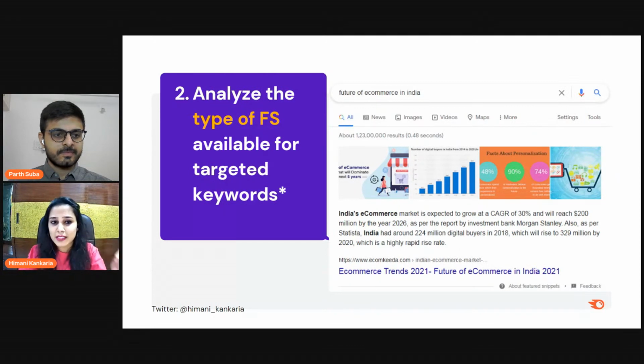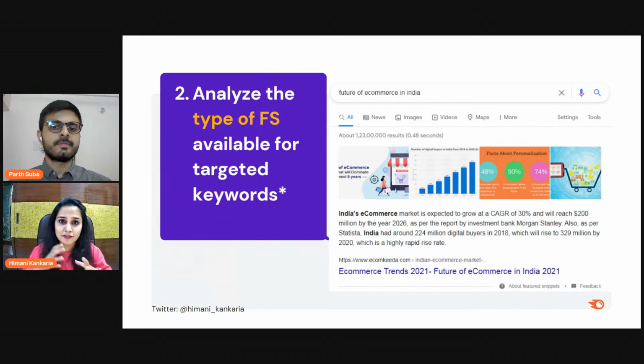In this pointer, I have added a small asterisk, because sometimes it is possible that the queries you are looking to target, which are important for your users, don't have a featured snippet available. That was the case with this blog that we wrote, Future of e-commerce in India. This keyword didn't have a featured snippet when we wrote an article on it. But after say 6 or 8 months, we were able to receive this spot. So the type of featured snippet matters a lot, but it needs to be properly planned. Whether it is already a featured snippet or not, it doesn't matter.